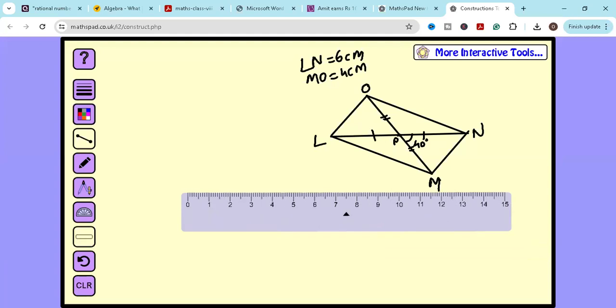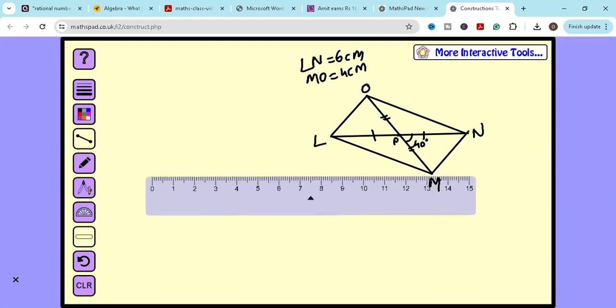Take the diagonal in the middle. So let's understand we have 6 centimeter with the pencil, and of course we draw 6 centimeter LN. We're taking LN as the base. Okay. Are we done with this one?